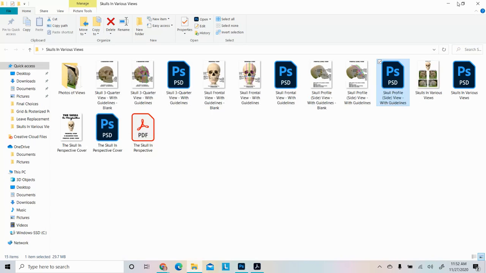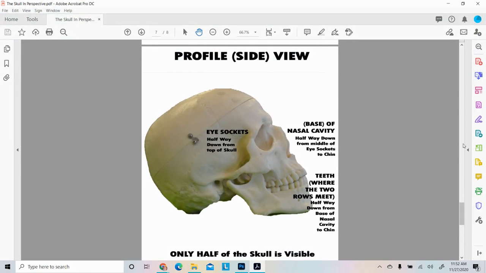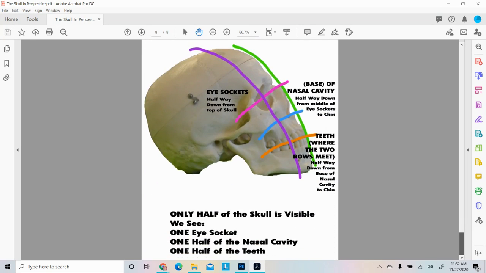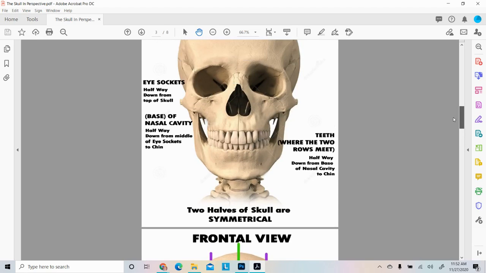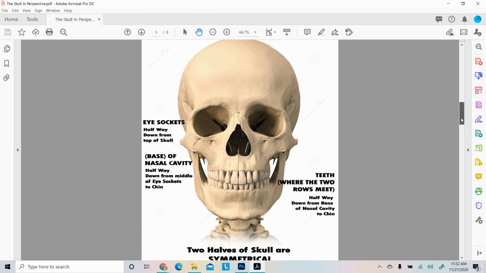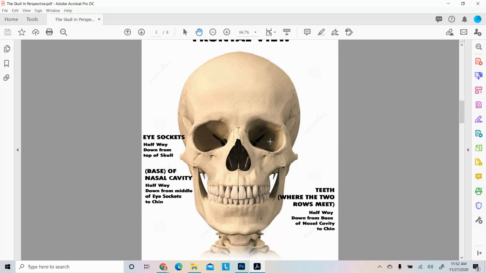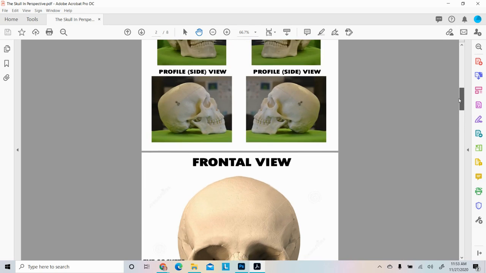So when we're looking at all of these views, the main thing to remember is the law of halves does not change. Okay, the eyes are always going to be in the same place in relation to the nose and the mouth. It's always going to be halfway down. You always want to start with those eyes, and then from where the eyes to the chin are, that's where halfway down is going to be the base of the nasal cavity, and then halfway down from the nasal cavity to the chin is where your 2 rows of teeth are going to meet. So halfway down. And here we go.